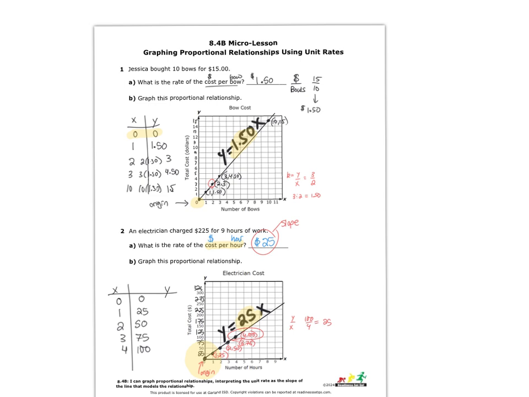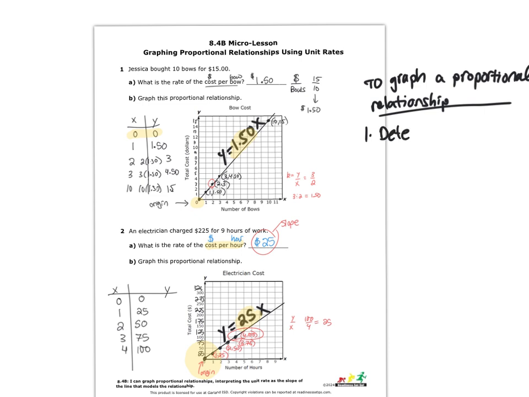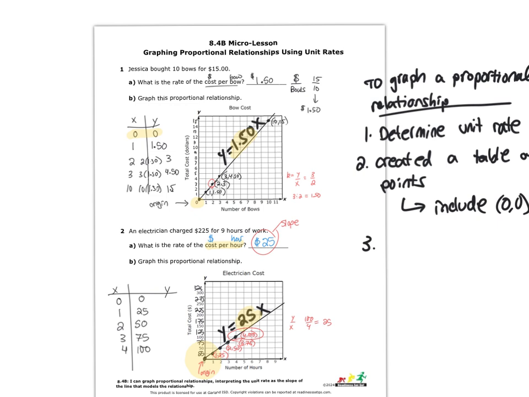So if our goal is to graph a proportional relationship, our first step was to determine our unit rate. And that was the same as determining our slope, right? Then we created a table of points. And I always want you to include 0, 0. And then we graphed our points. And that was it. That was how we graphed proportional relationships.